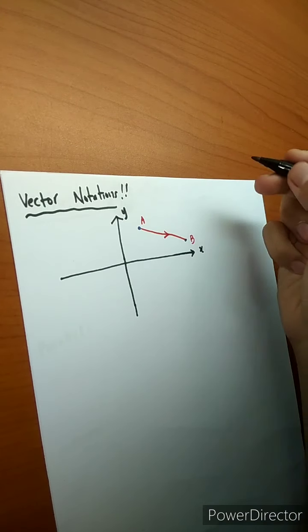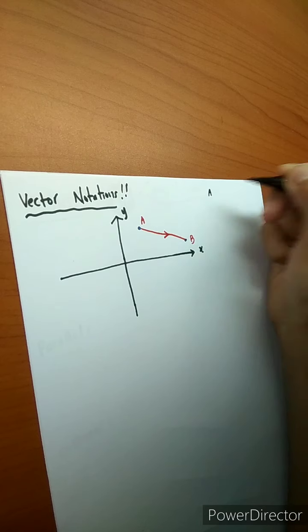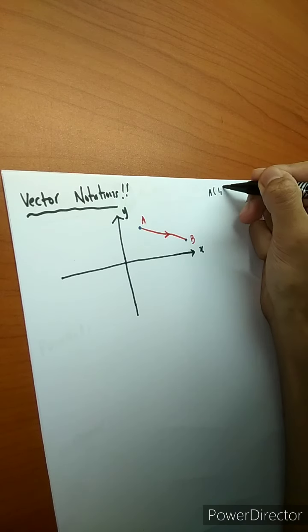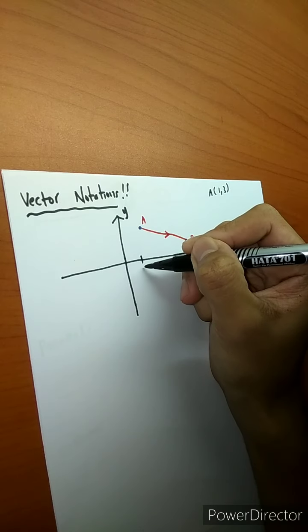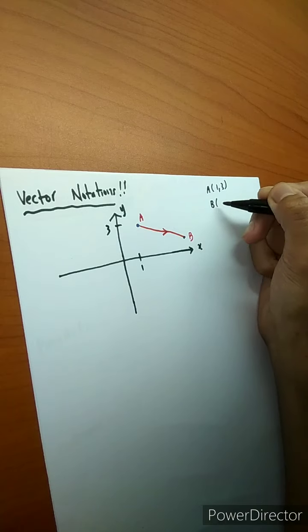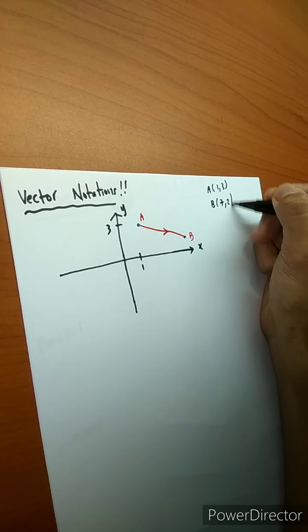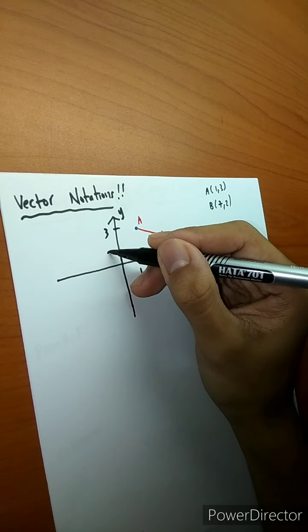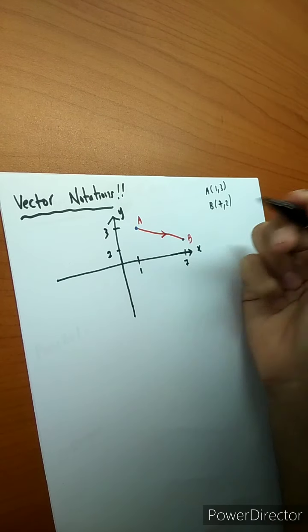Let me give the coordinates for A, probably (1, 3). How about B? B is (7, 2). This is 7, and this is 2. Like that.